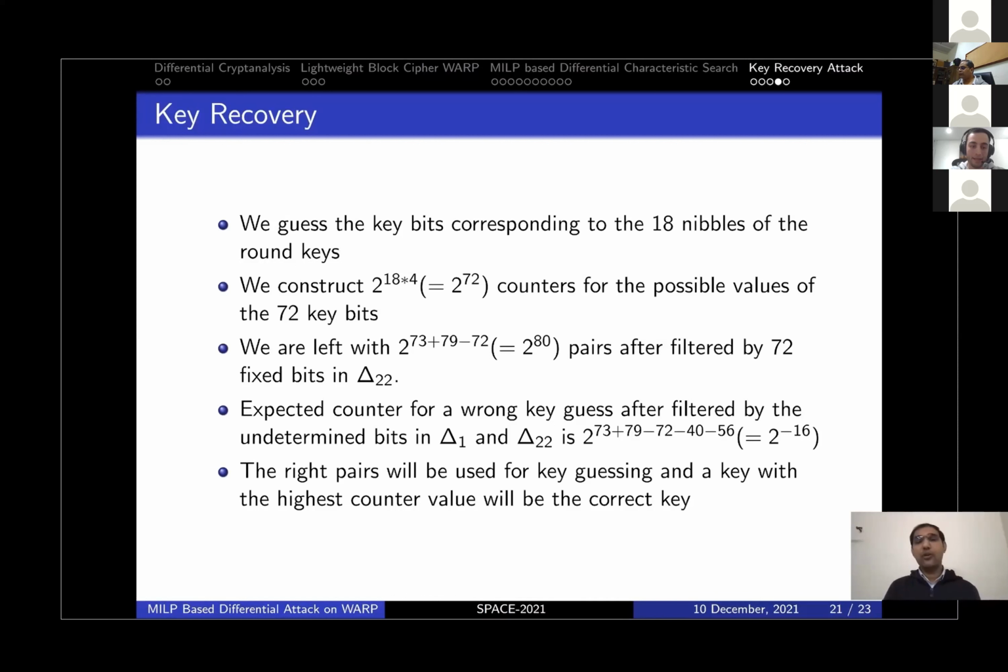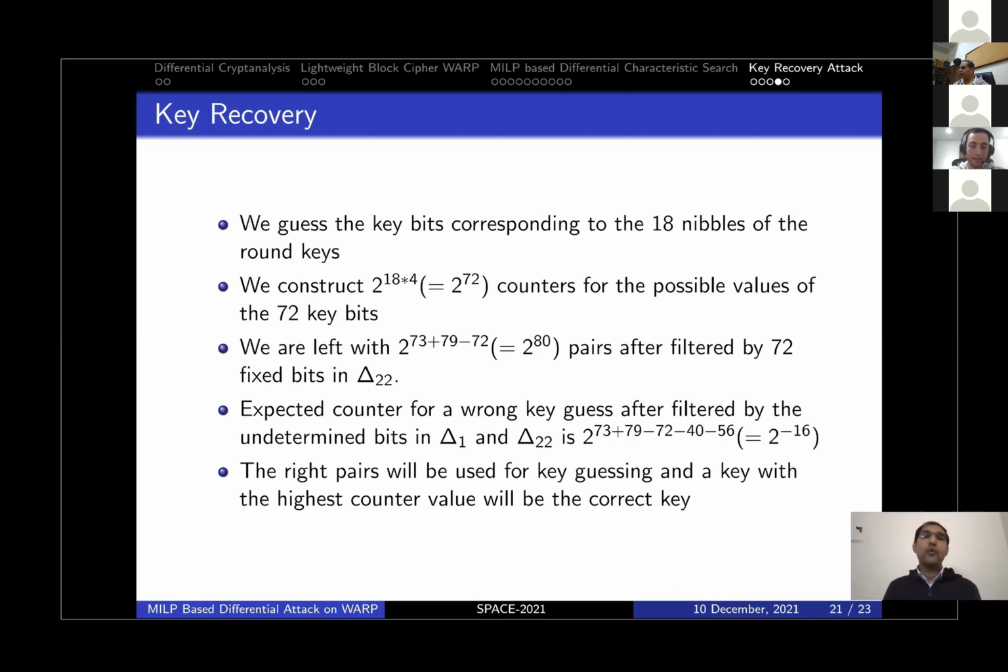The expected counter for a wrong key guess after filtering by undetermined bits in delta 1 and delta 22 is 2^(73+79-72-40-56), which is 2^-16, which is very low for a wrong key guess. The right pairs will be used for key guessing and the key with the highest counter will be the correct key.